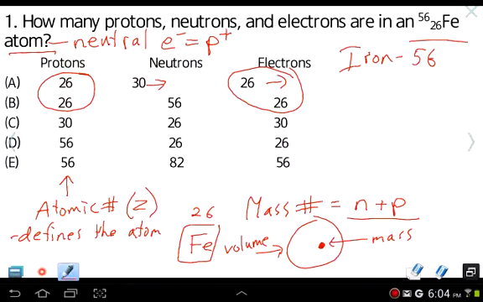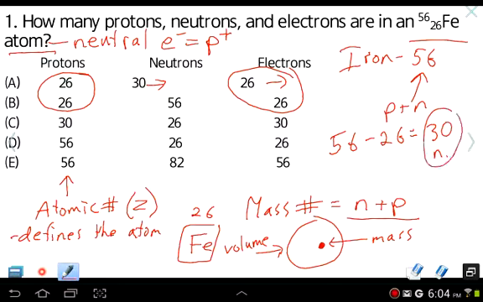So the mass number tells us how many protons and neutrons total, which means to get the neutrons, we simply subtract the protons, which is 26, and we get 30 neutrons. So the correct answer then is here. Our correct answer is A. This is a simple accounting of protons, neutrons, and electrons in atoms. It's a good idea to be able to review this and have this before you.